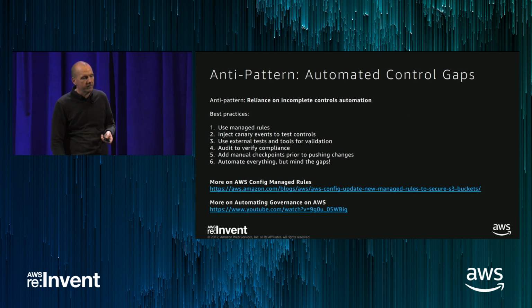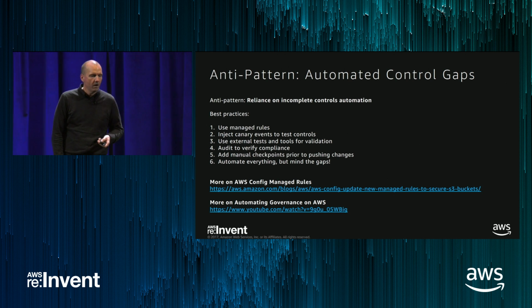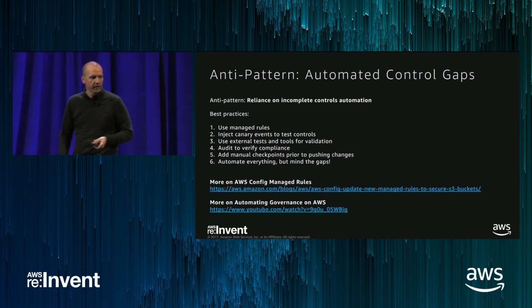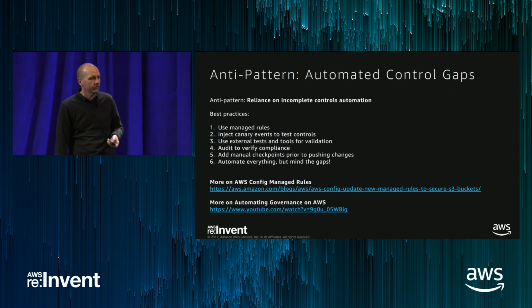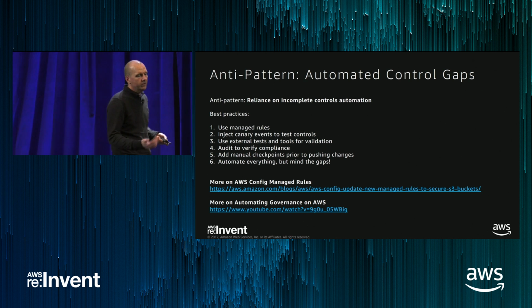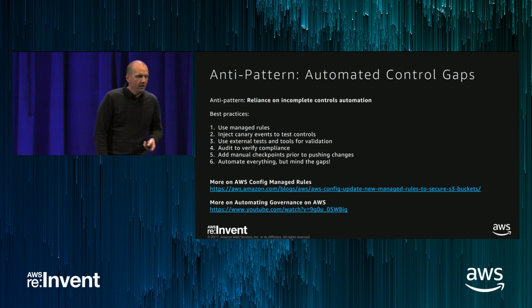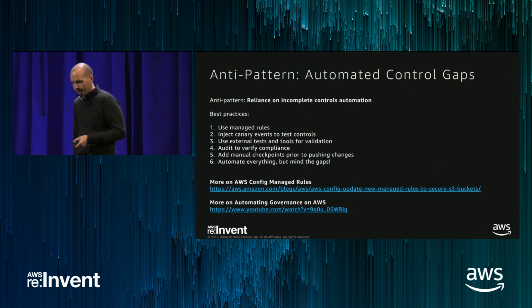Trust but verify. Make sure that we know what we're doing. Audit to verify compliance. Audit is an essential component and remains an essential component in AWS. See a little underinvestment there. We want to add manual checkpoints prior to pushing changes.